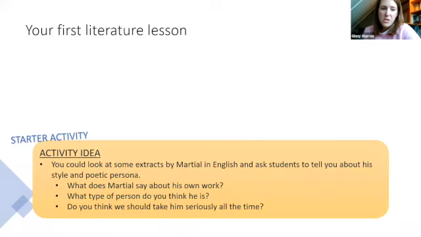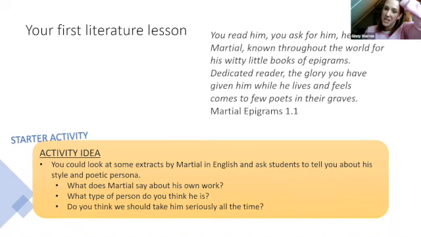So if I'm starting with Martial, he's an interesting character because he's being tongue-in-cheek a lot of the time, the same as someone like Ovid is. Horace as well, he's not necessarily being entirely sincere, but the students can often find that really difficult to get their heads around. If they're not laughing out loud at what Martial is saying, they're like, oh, it's not really that funny.